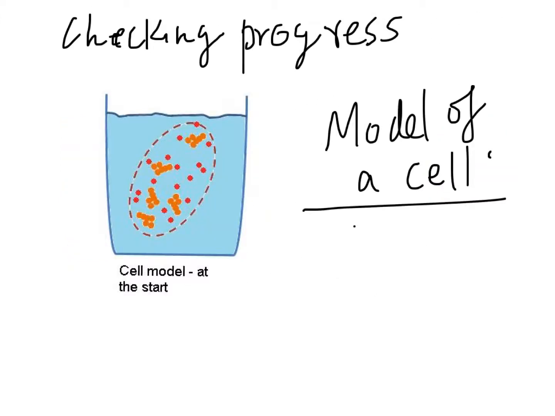Here is a question to check your progress and understanding. What you see here is a model of a cell. The dotted line represents that the cell membrane is semi-permeable, to be precise, as it only allows smaller molecules to diffuse through, and does not allow the bigger molecules through. This cell contains the bigger molecules, shown in orange, and the red dots represent the smaller molecules.